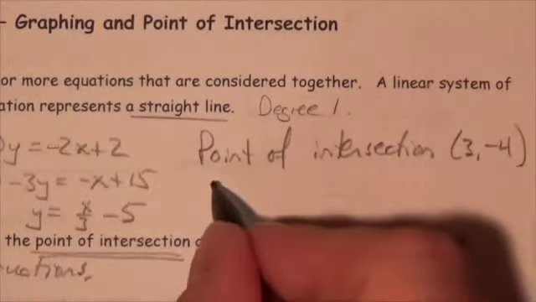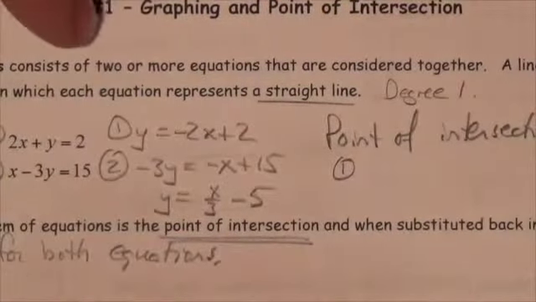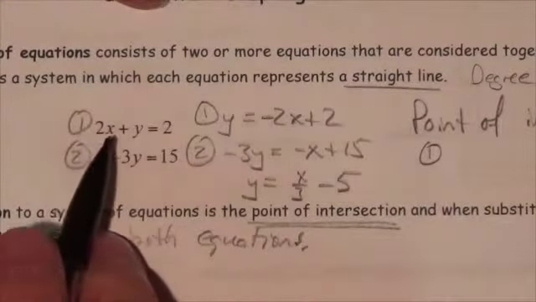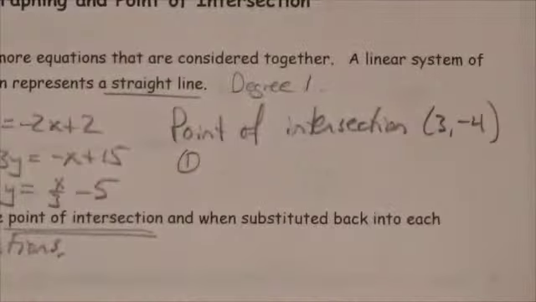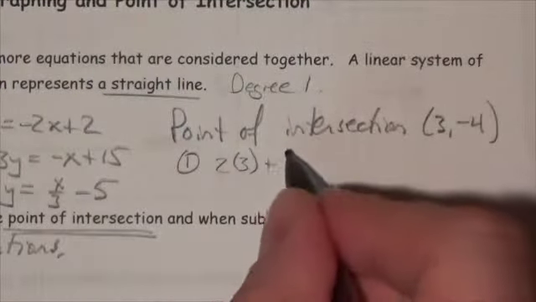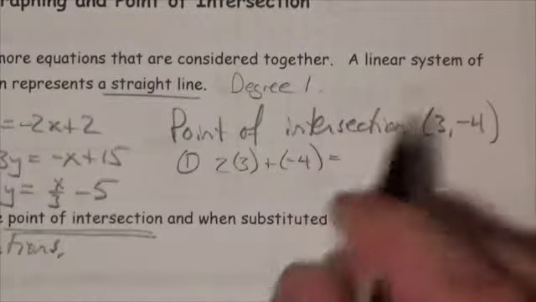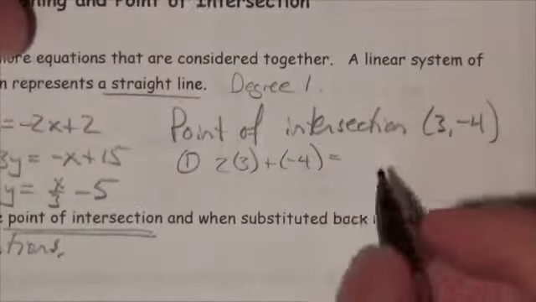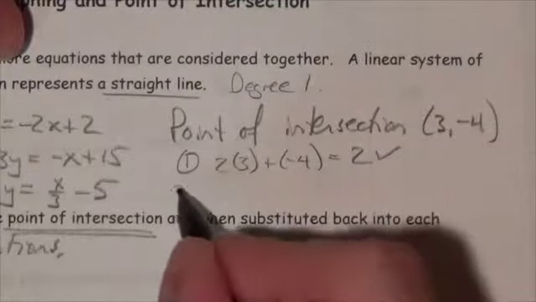both equations. Let's take a look at equation 1. Our equation was 2x plus y equals 2. Let's take a quick look at that. 2 times 3 plus negative 4. 2 times 3 is 6, plus negative 4. Well, that's 2. Yep, that works.